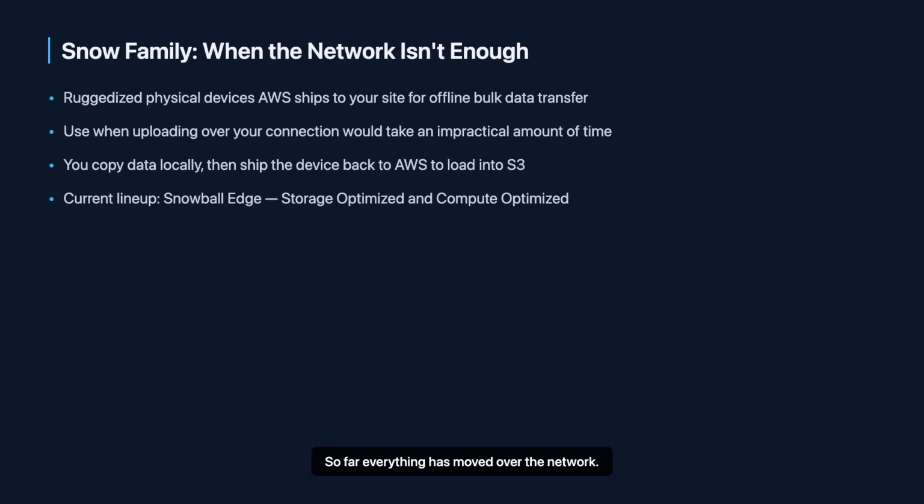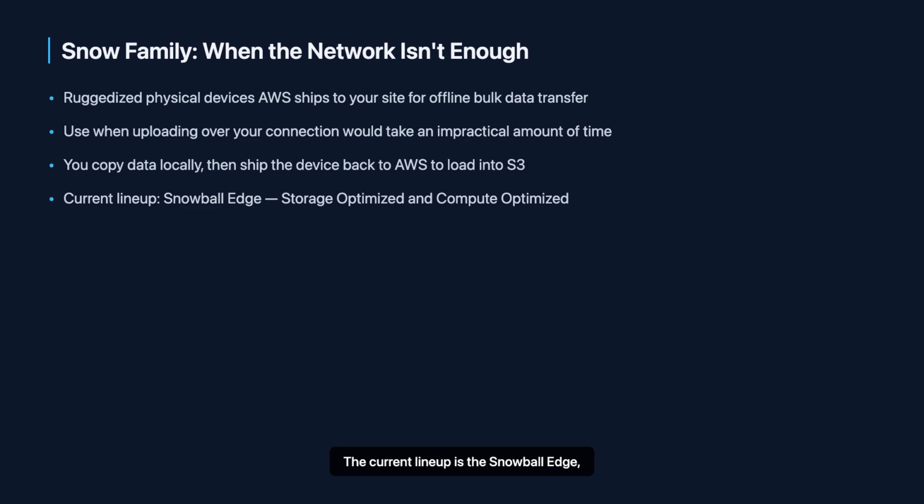So far everything has moved over the network, but sometimes the network is the bottleneck. That's where the Snow family comes in. Ruggedized physical devices that Amazon Web Services ships to your site for offline bulk data transfer. You reach for these when uploading over your connection would take an impractical amount of time, like weeks or months. The workflow is straightforward. Amazon Web Services ships you a device, you copy your data onto it locally, you ship it back, and Amazon Web Services loads it into S3.